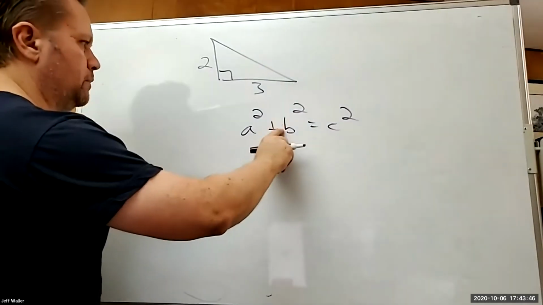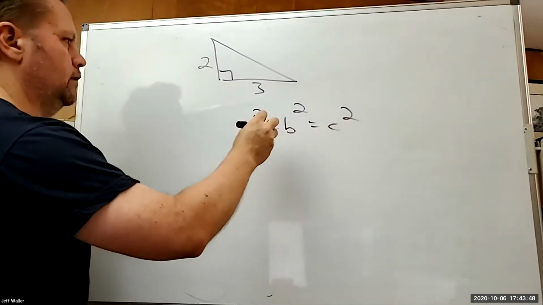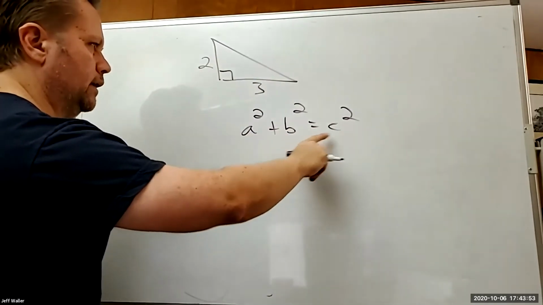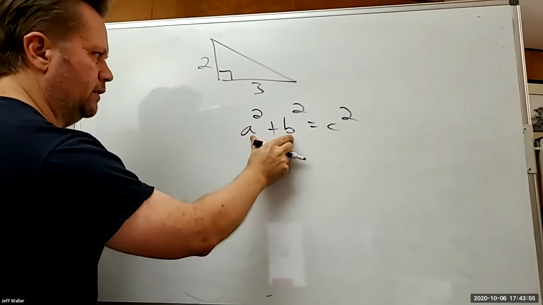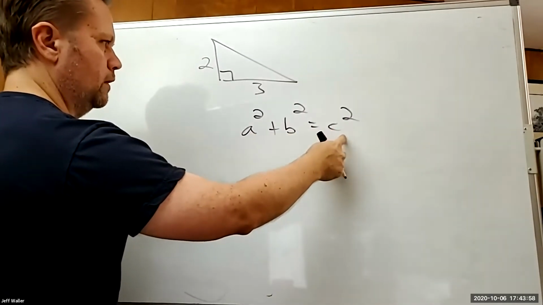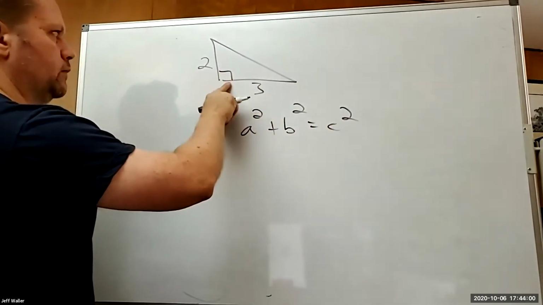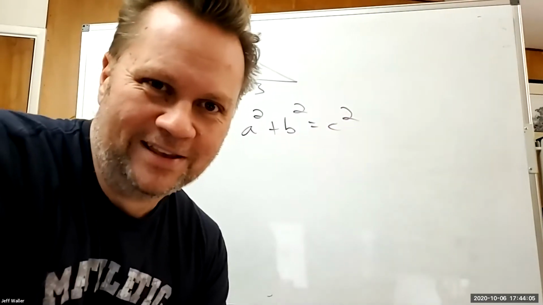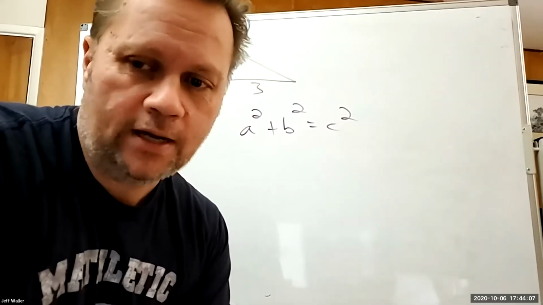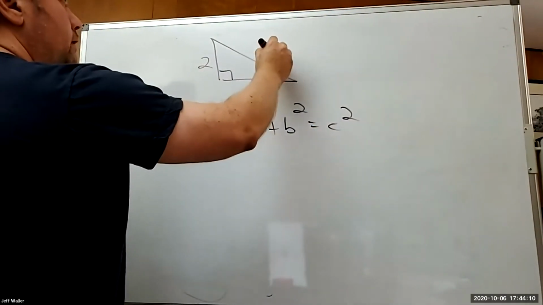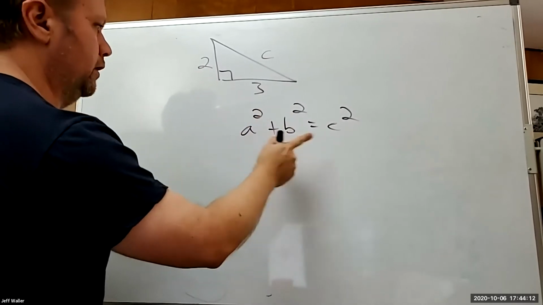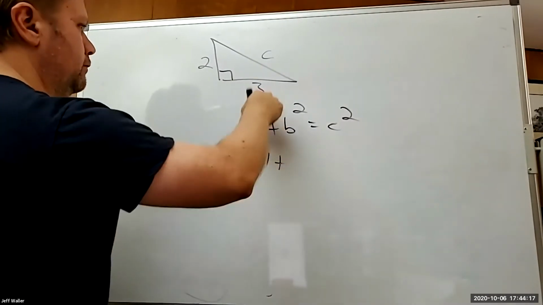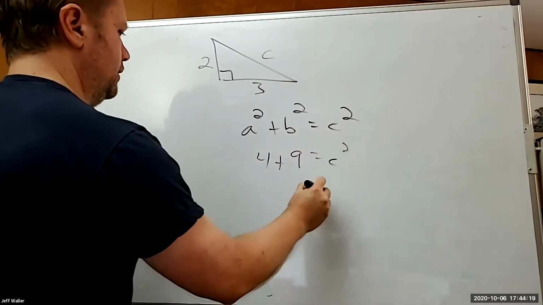It was discovered by his followers, but he took all the credit. The most important side is the side we call C because it's the only side that the other two combine to make. So obviously this has got to be the one across from the largest angle, the hypotenuse. So that I'll call C. Which is A and which is B, who cares? So I've got my 2 squared and my 3 squared, so I get C is the square root of 13.